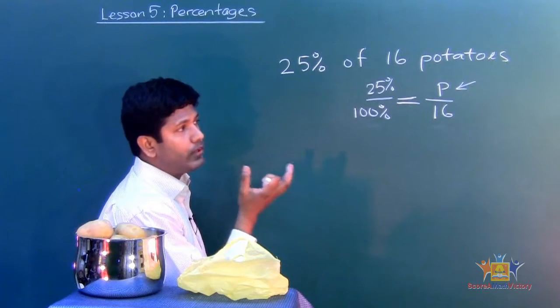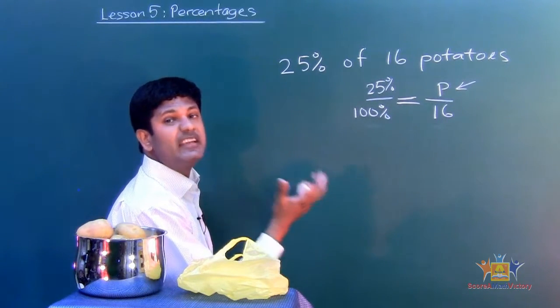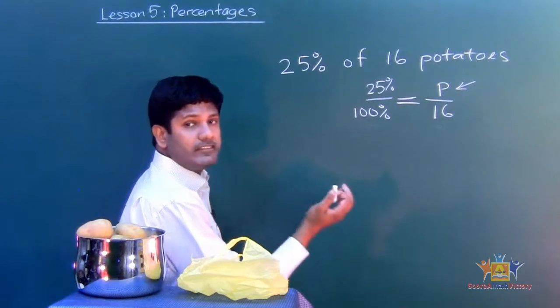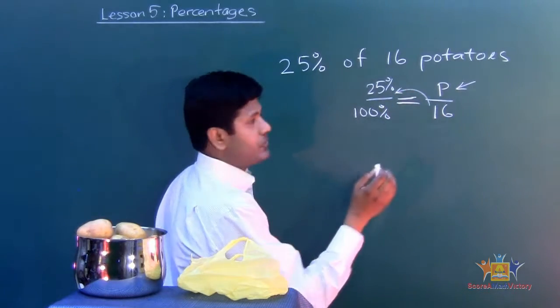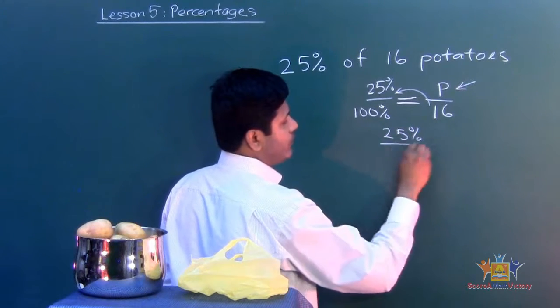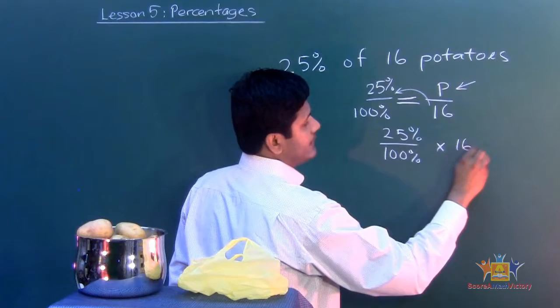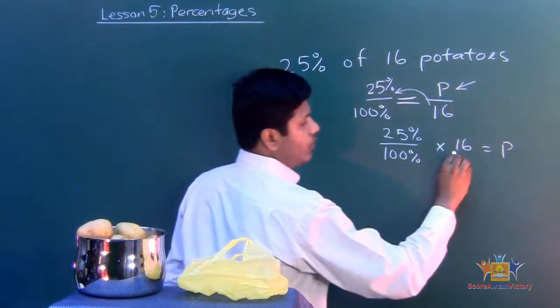So who has to go? 16. What is 16 doing to P? It's dividing. So from Mac's first law, what does it say? Division crossing the bridge becomes multiplication. See, division becomes multiplication. So 25% over 100%, we're going to multiply that with 16, and that gives me P. I'm looking for P. So 16 over 1.